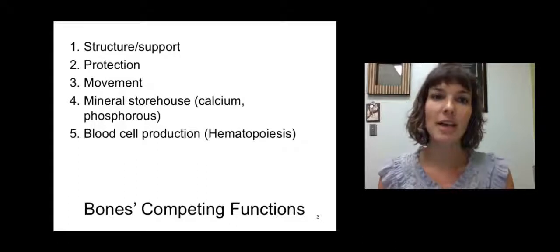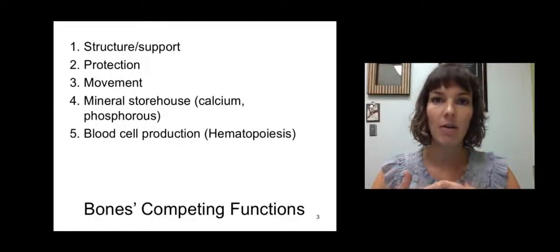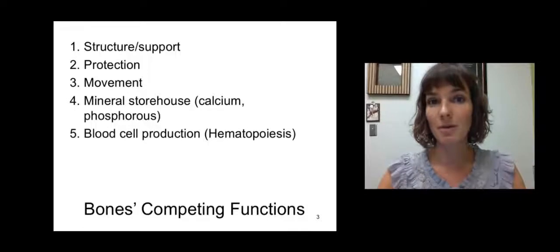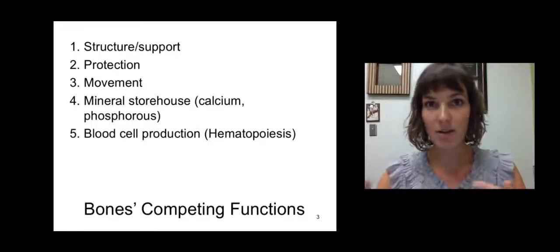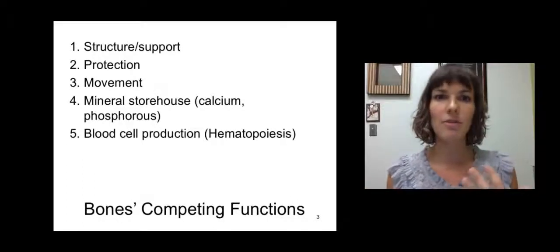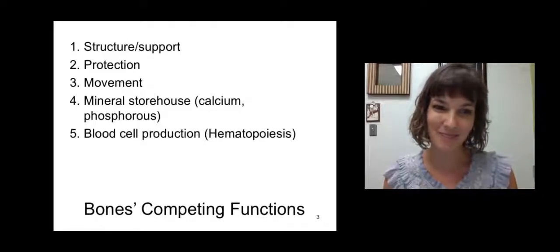One is to provide structure and support to the body. So specifically, if you think about soft tissues of the body, the legs, for example, are supported by the bones of the lower extremity, the femurs, the tibia, the fibula. The rib cage is a support for the thoracic wall. So providing structure and support is the important function for bones.